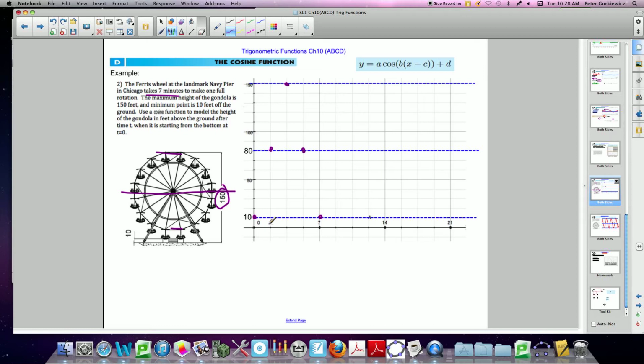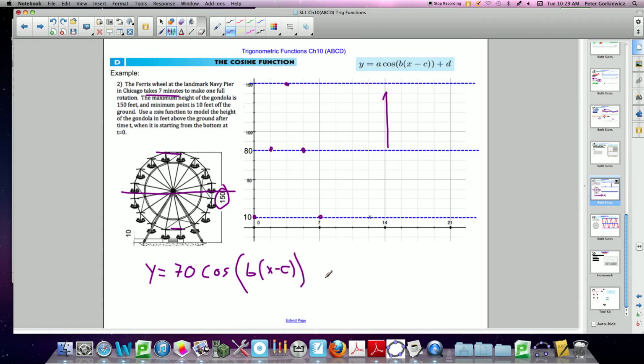Great, we got these sort of points going on, okay? And so I know a couple of things. I know this is going to look like, let's try this with cosine. I know that the amplitude is 70, so this is going to be, all right, well, 70 cosine of b times x and some horizontal shift c.